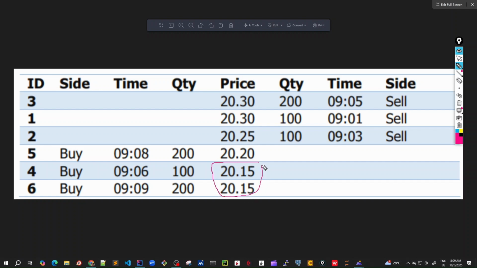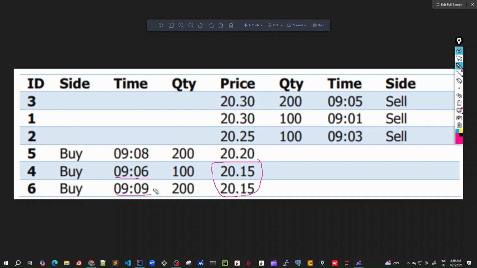For 20.15. Now for buy orders, as we know, the higher the bid price, the better the priority. So that's why 20.20 is our bid right now in this order book. But for the same bid price of 20.15, we see that this one has higher priority because it arrived at 906, and that's why it has got higher priority than the order ID 6 of 909, because the earlier the order arrived, the better time priority it has.